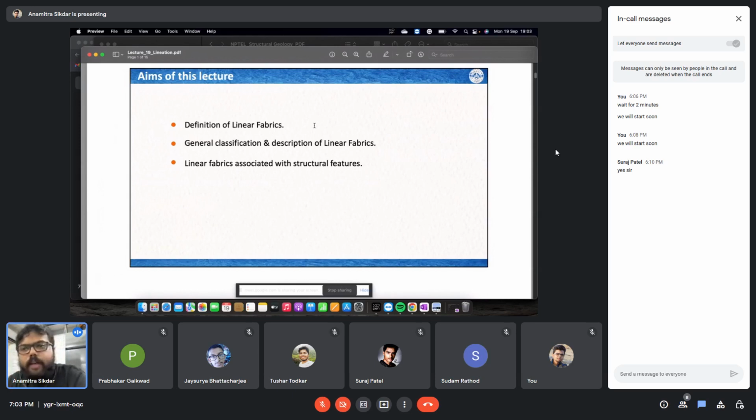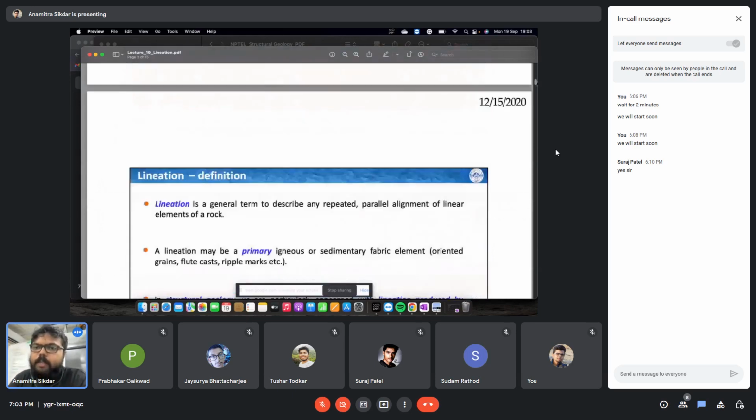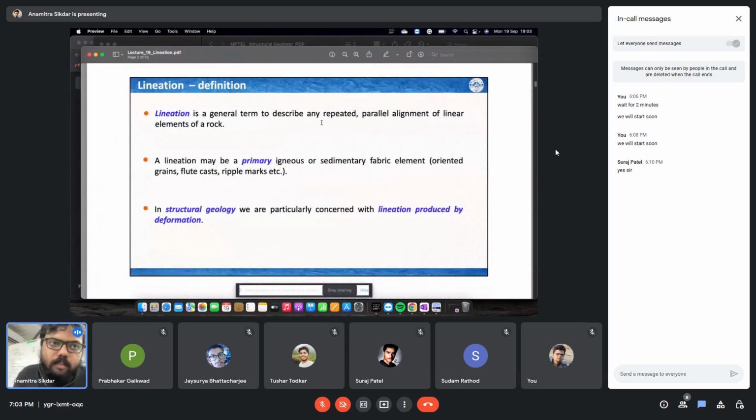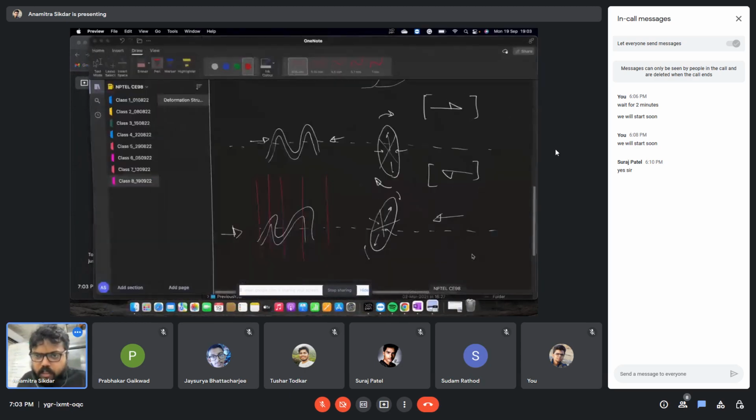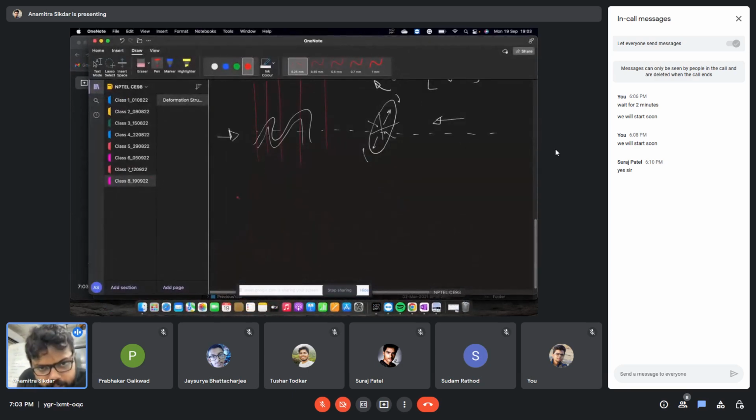So those are the fabrics that we also have to study. Suppose for the foliation, what do we need for any kind of deformational study? We need to identify the XZ plane, right? So now you have a general compression direction here and here. So foliations will develop horizontally here, right? So these are the foliation planes. If we want to draw it three-dimensionally, it will be something like that.